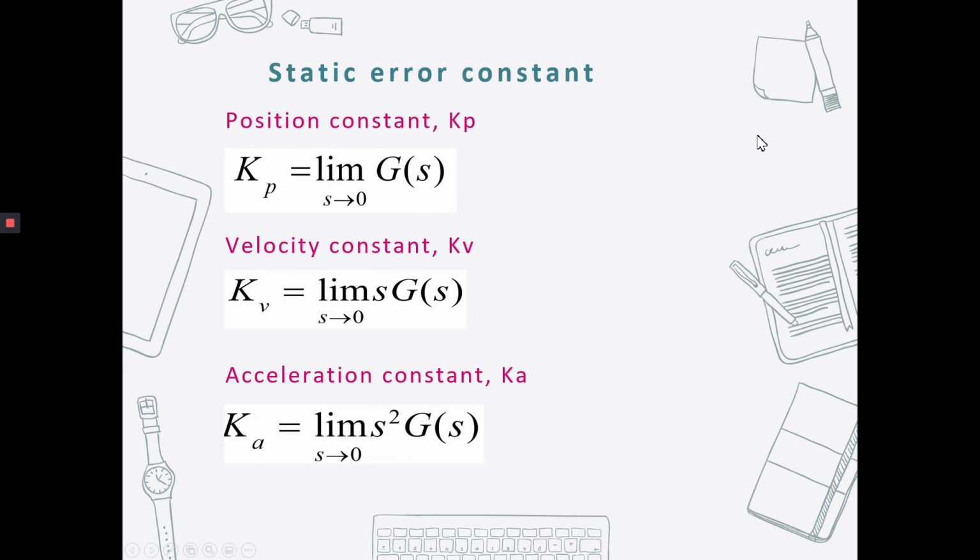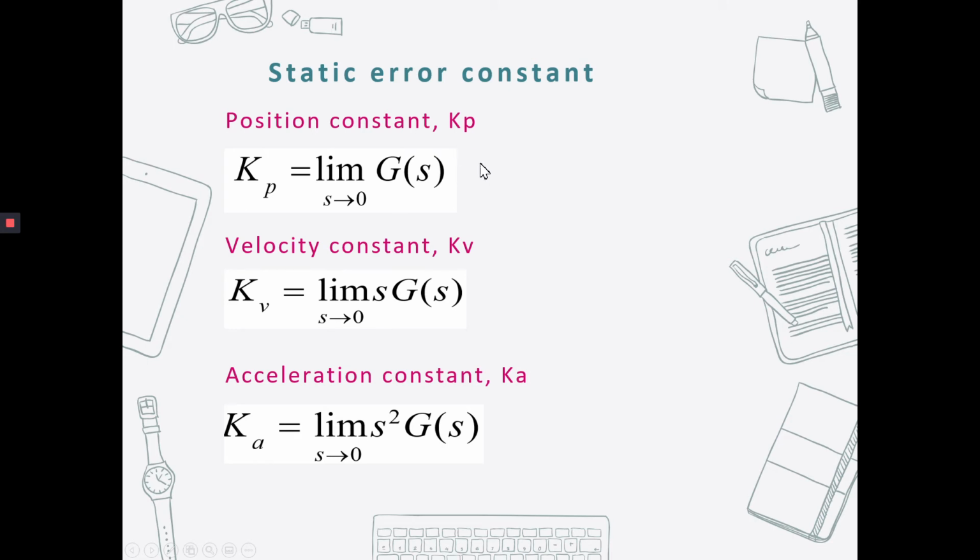This is the static error constant formula. Position constant Kp, limit as s approaches 0 of G(s). The Kp will have a constant value for type 0.